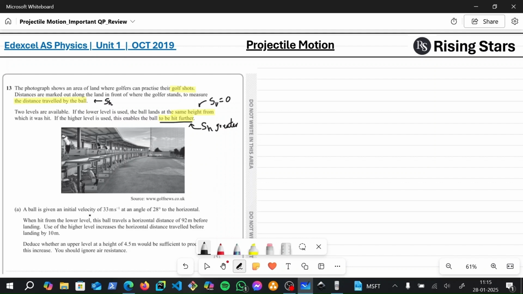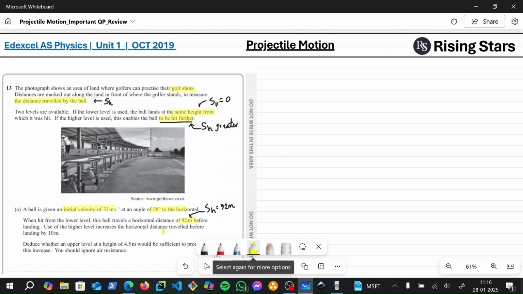The ball is given an initial velocity of 33 meters per second. Initial velocity 33. The angle to the horizontal is 28. Okay, usual projectile stuff. When hit from the lower level, this ball travels the horizontal distance of 92 meters before landing. Here we have the horizontal displacement. Again, for the lower level, 92 meters. Okay, before landing. Use of the higher level increases the horizontal distance traveled before landing by 10 meters.